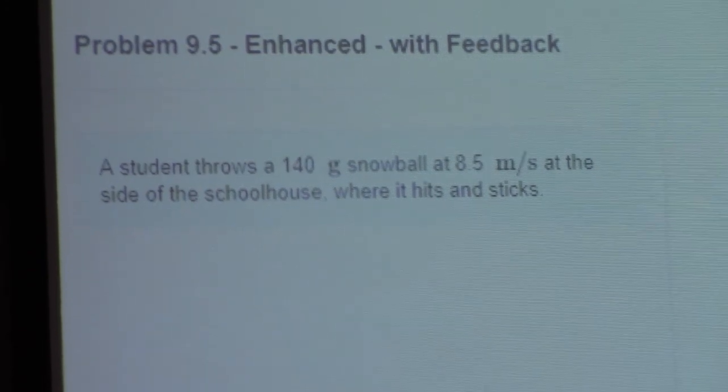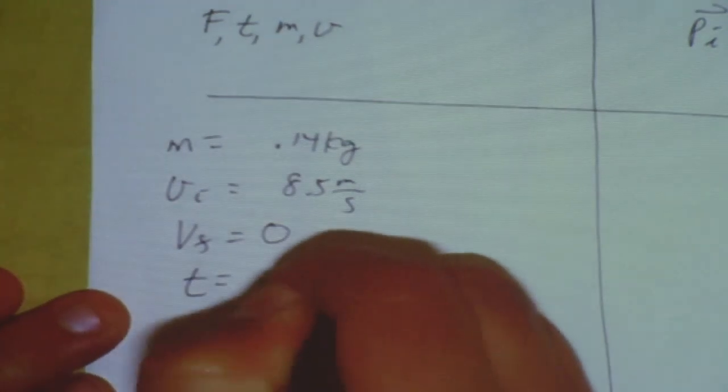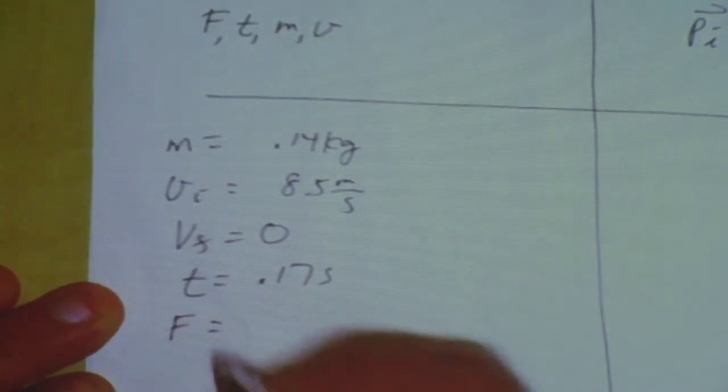Okay, so let's write down everything that we know for this one. The mass is 140 grams divided by 1,000, 0.14 kilograms. Initial speed of 8.5 meters per second. It sticks to the schoolhouse, so it must go from 8.5 down to 0. This takes 0.17 seconds. And then we want to know the average force.